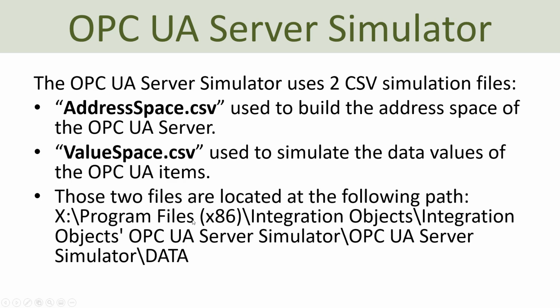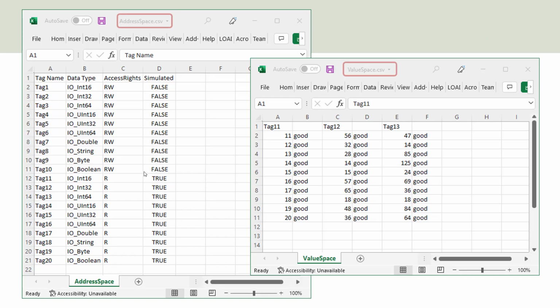So typically under Program Files, Integrated Objects, OPC UA Server Simulator, and then finally in the Data folder you find these two CSV files where you can configure the tags that you are going to use in your simulations. So here you see the default setup of these two files. So I will just use the default setup.